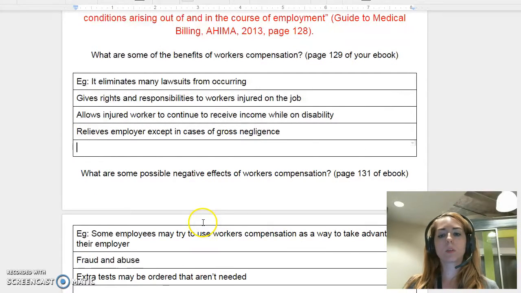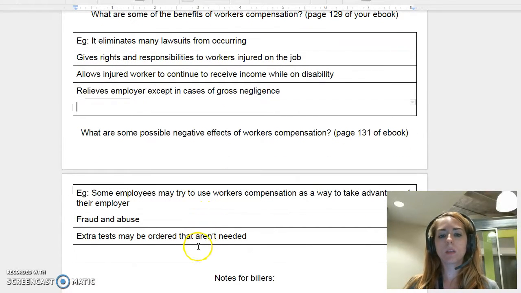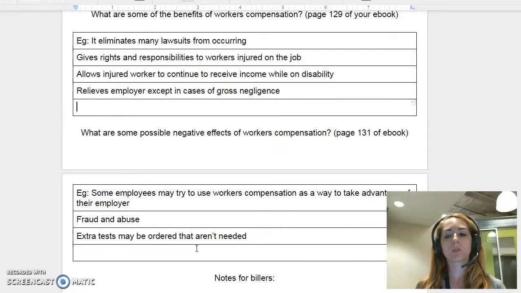Negative effects of workers' compensation. For example, some people may try to take advantage of this and make their situation seem worse than it actually is. If something happens to them on the job, they might make it sound worse than it is to get those benefits. Maybe each time they tell the story, it sounds a little bit worse. A lot of people take advantage of it in that way.